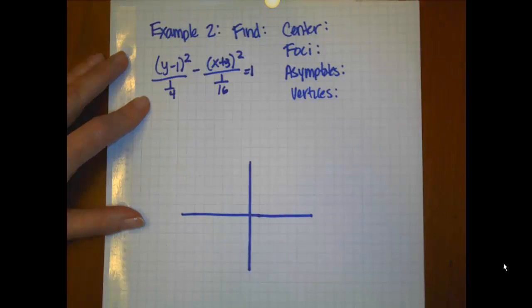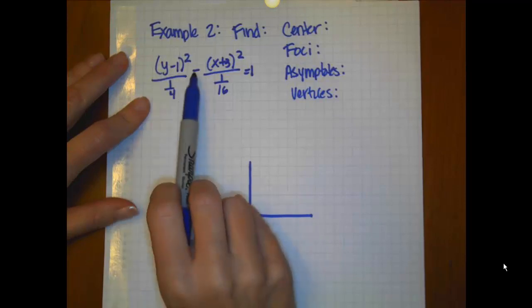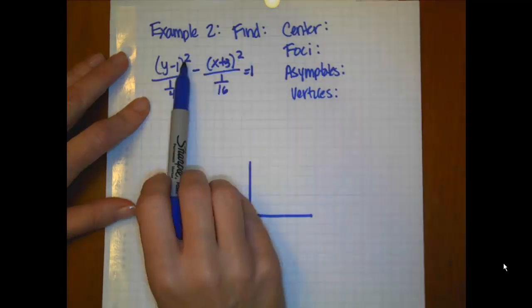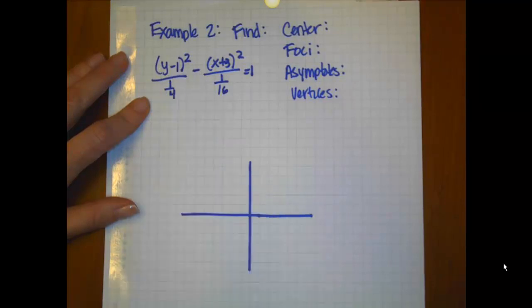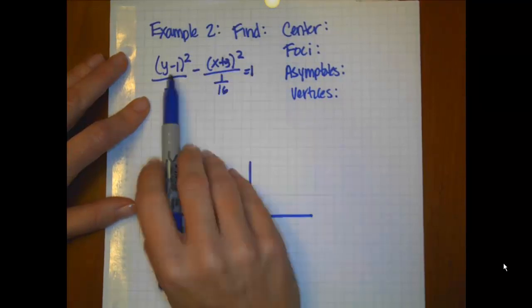Welcome to example 2. We're going to find the center, the foci, the asymptotes, the vertices, and sketch the graph of the hyperbola (y minus 1) squared over 1/4 minus (x plus 3) squared over 1/16 equals 1. If this was a test question, I would recognize that this is a hyperbola because the y and the x are both being squared, and I am subtracting, or this is a difference of those two terms.